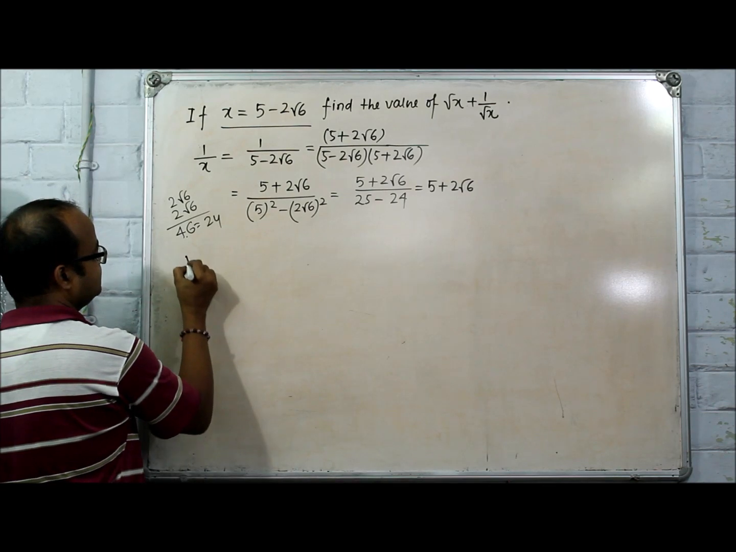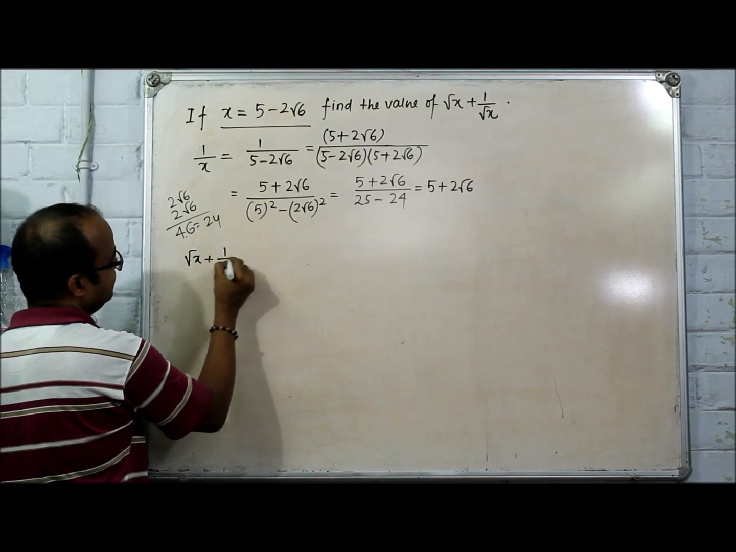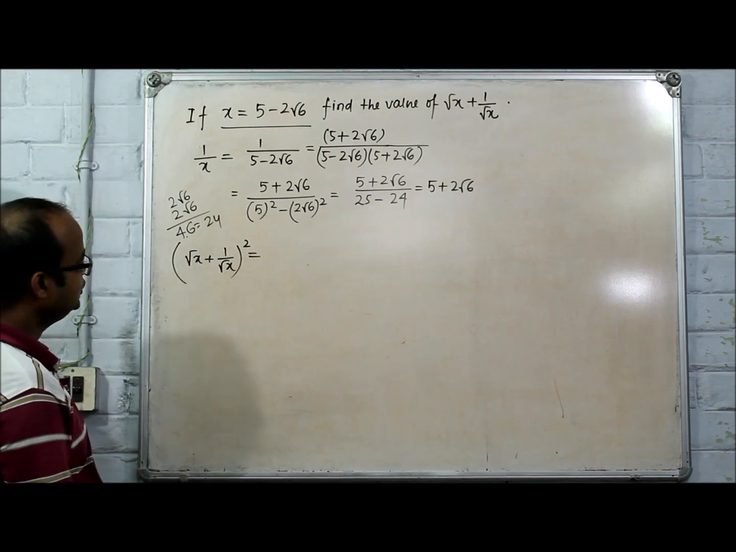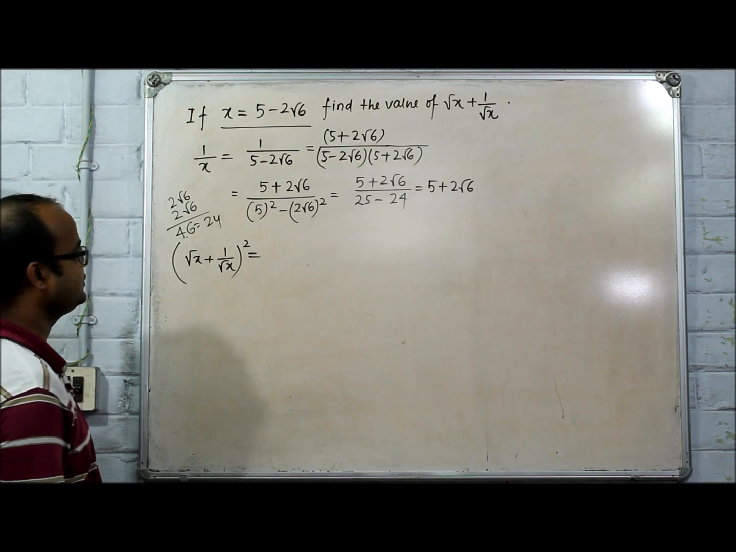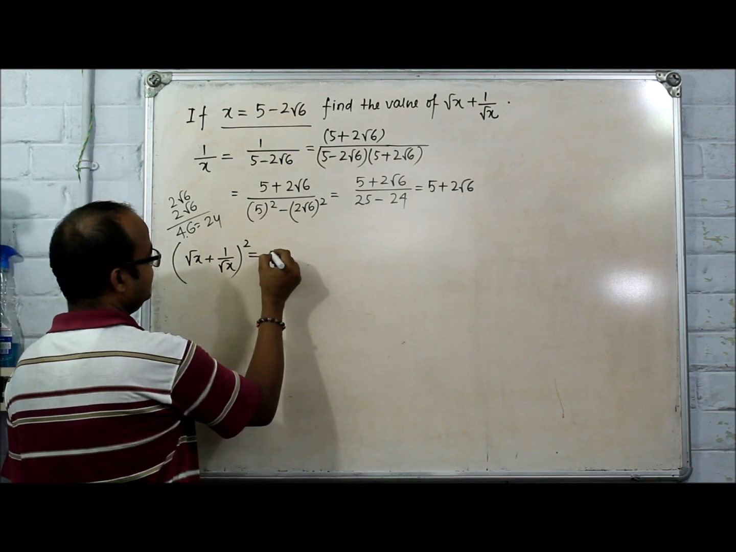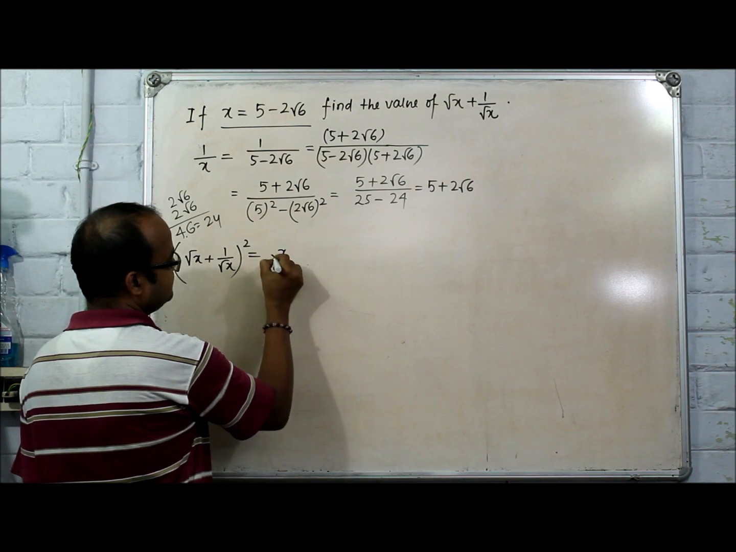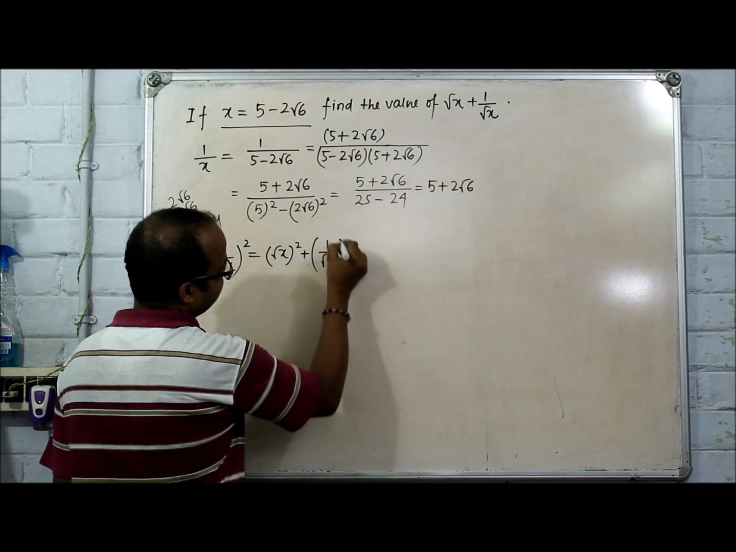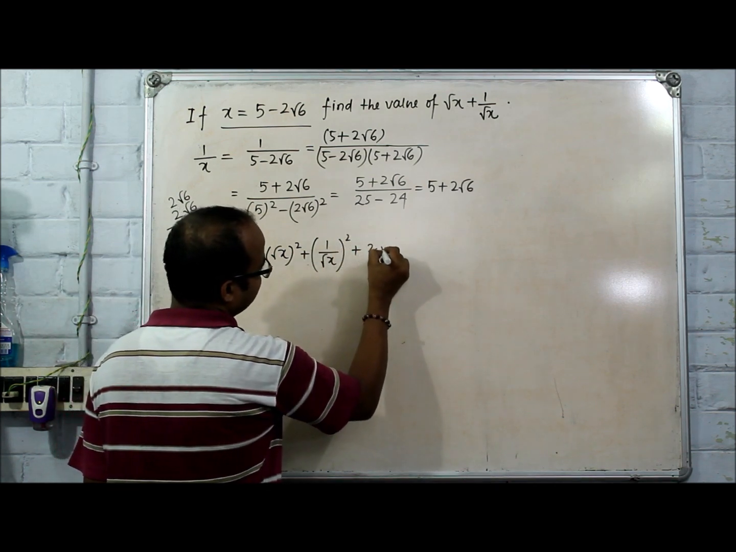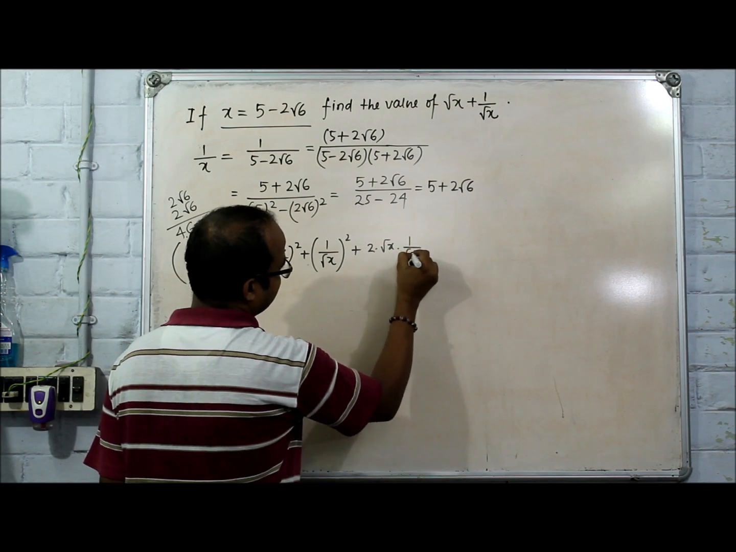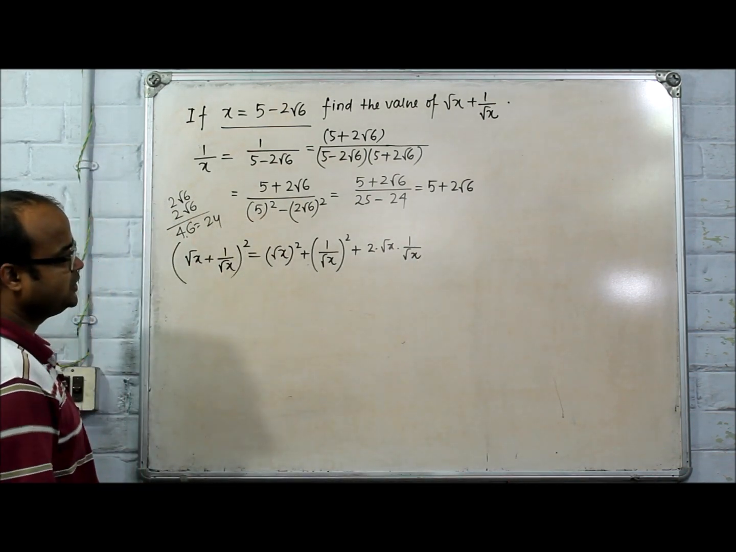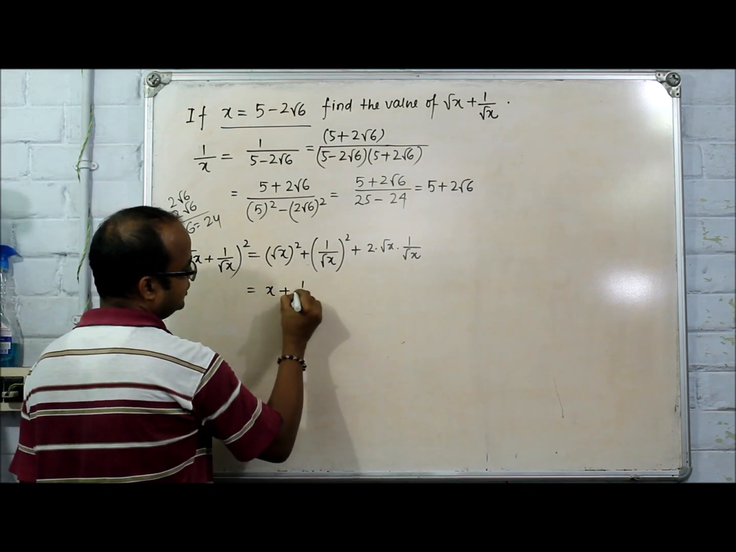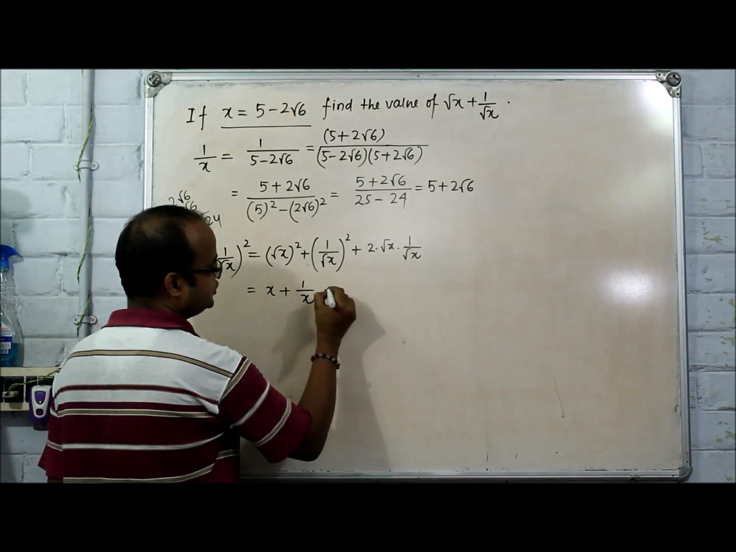Now take this term, root x plus 1 by root x whole square. So you will get a square plus b square plus 2 into a into b. So x plus 1 by x plus 2.